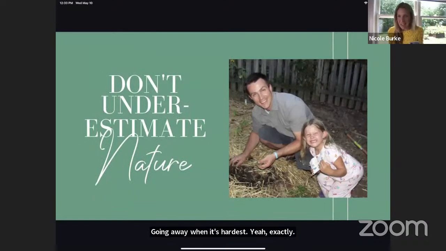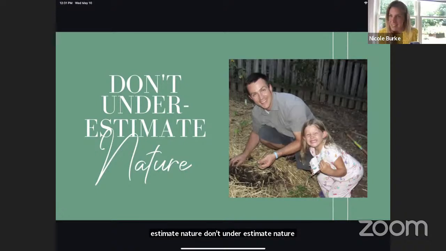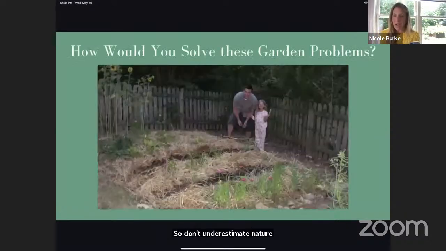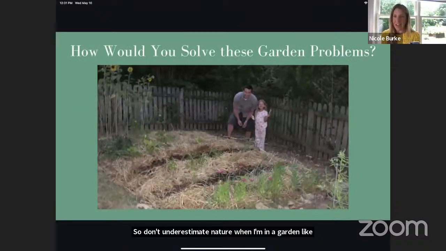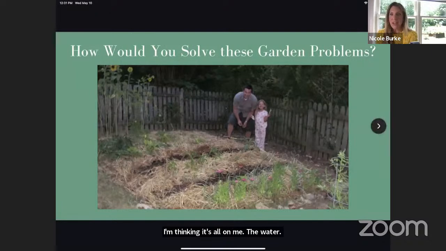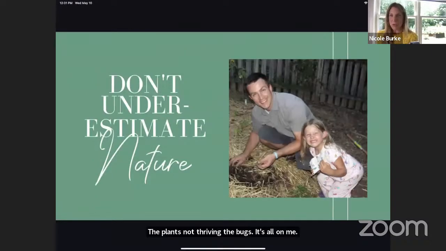The mistake that people made, here we are, you ready? They underestimate nature. Write that down. They underestimate nature. Don't underestimate nature, okay? Nature has it, like nature's got this, you know what I'm saying? So don't underestimate nature. When I'm in a garden like this, I am underestimating nature, right? I'm thinking it's all on me. The water, the plant's not thriving, the bugs, it's all on me. I'm not estimating nature for its true power.